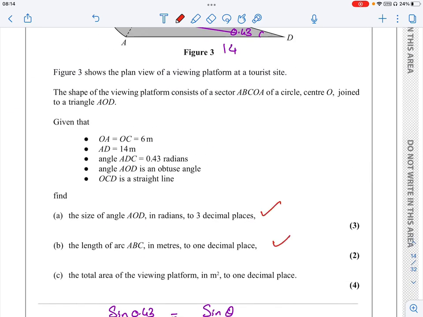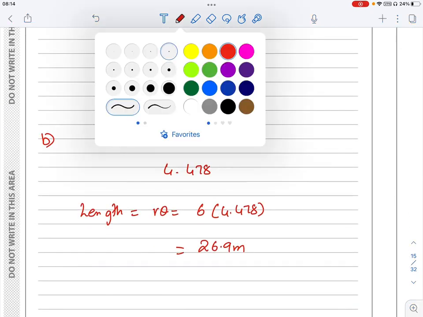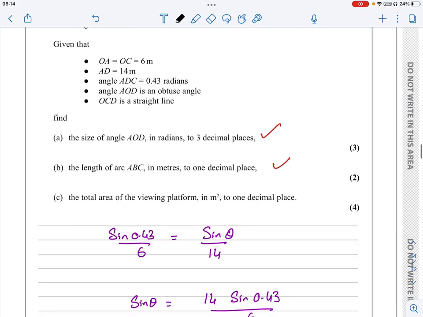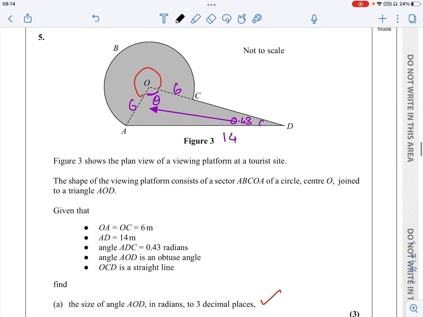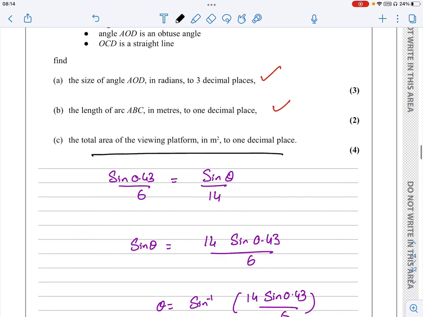So part A is done, and part B has also been done. Coming to part C, the total area of the viewing platform in 1 decimal place. So we have to find the total area of the viewing platform. First, what should be the plan for solving this question? I'll be finding the area of the circle and subtracting the area of the minor sector, then adding the area of the triangle.